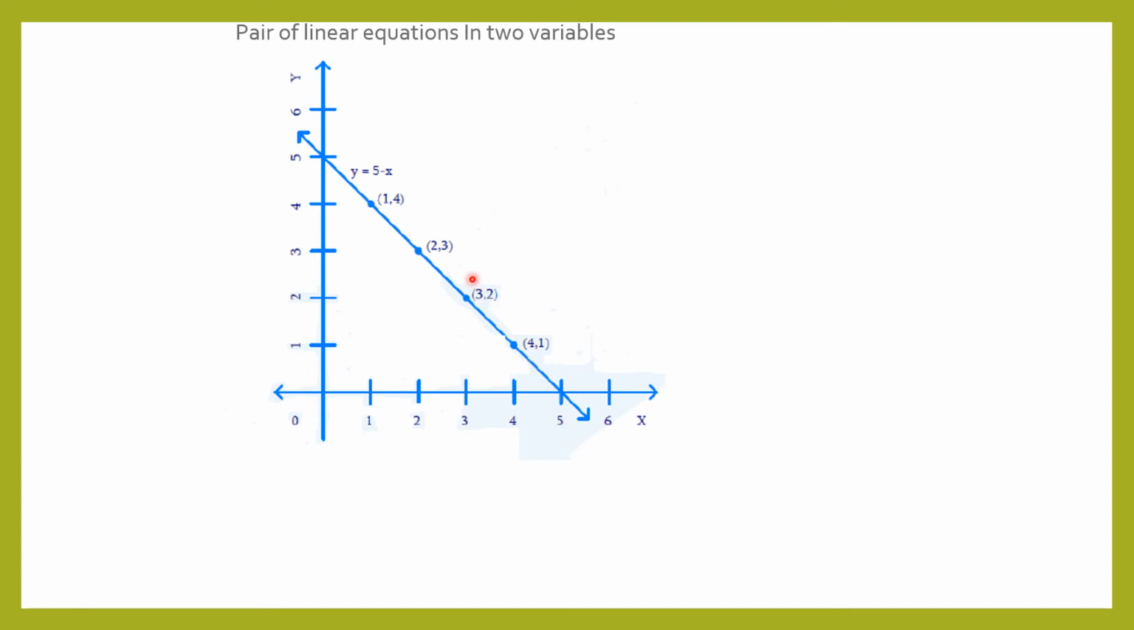Points (3, 2), (2, 3) and (1, 4) lie on both equation 1 and equation 2. So when we join the line, we get only one line, which means the two equations are coincident lines. Clear? Observe the graph. On each axis, each unit represents 0, 1, 2, 3. The scale on the x-axis is 1 centimeter equals 1 unit, and on the y-axis 1 centimeter equals 1 unit. Clear?